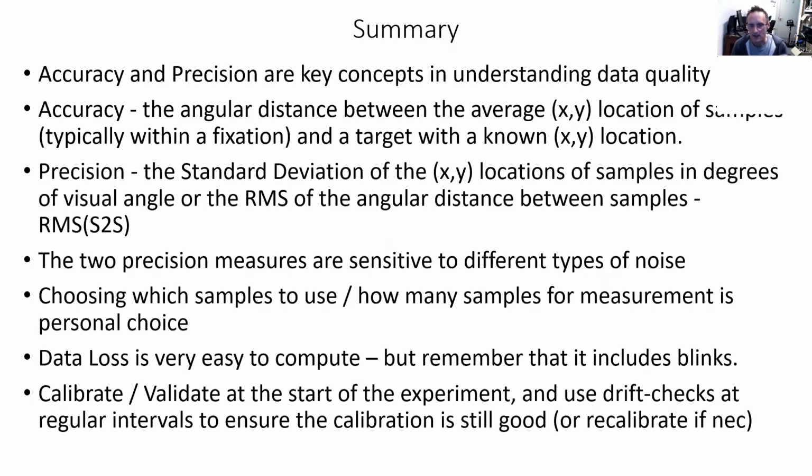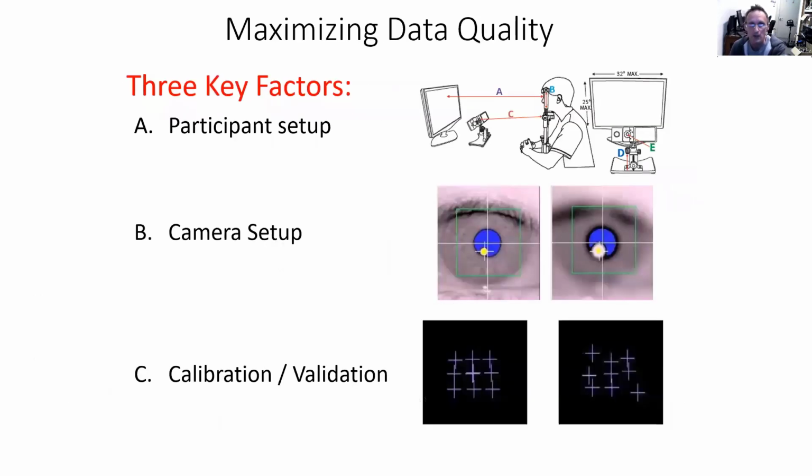And data loss is very easy to compute, but don't forget that data loss includes genuine data loss, in other words, blinks. If the eye tracker can't see the eye, it can't record where the eye is. And blinks are, of course, normal and expected. You make your life easier by calibrating and validating at the start of the experiment and using drift checks at regular intervals, which allow you to ensure that the calibration model is still valid and still good. If you do that, you will be able to convince any reviewer and any journal editor that your data is as accurate as you say it is, all of which is good.